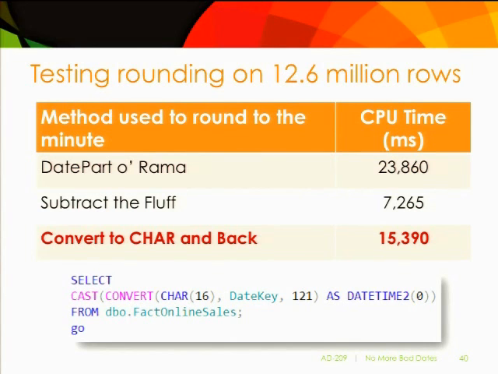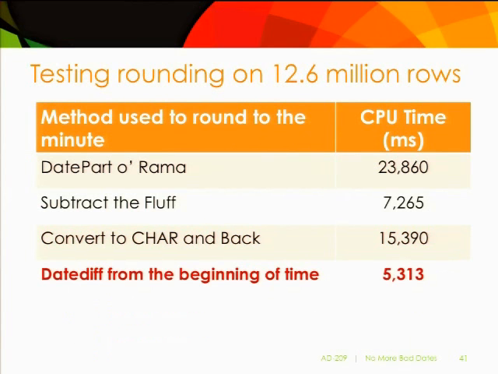What you do is you take the value, you convert it to a character value with a given style, in this case 121. And we know in this case if we go to style 121 and we only keep 16 characters, right, it will chop off the parts of the date we don't want. So we go into character, chop off what we don't want, and then we go back to date time 2. It becomes really easy to type and remember for me. But this one was twice as expensive as even the subtract the fluff method. Because it's going into the string, it's more CPU intensive.